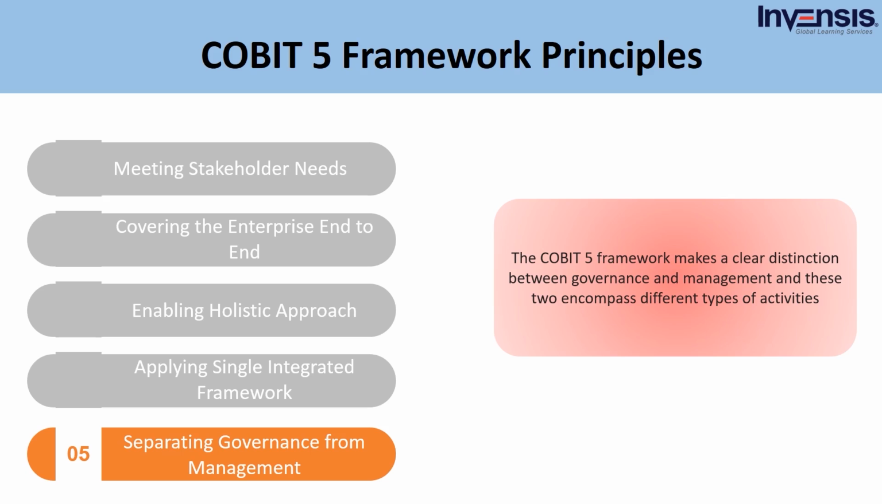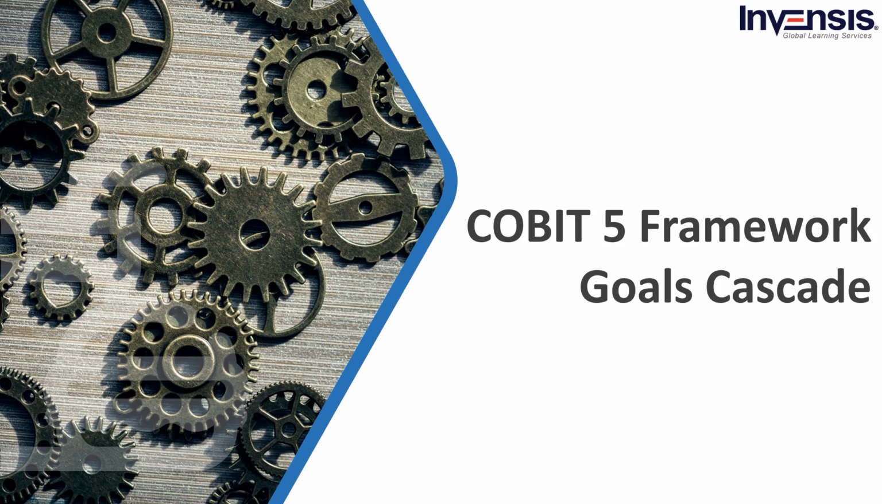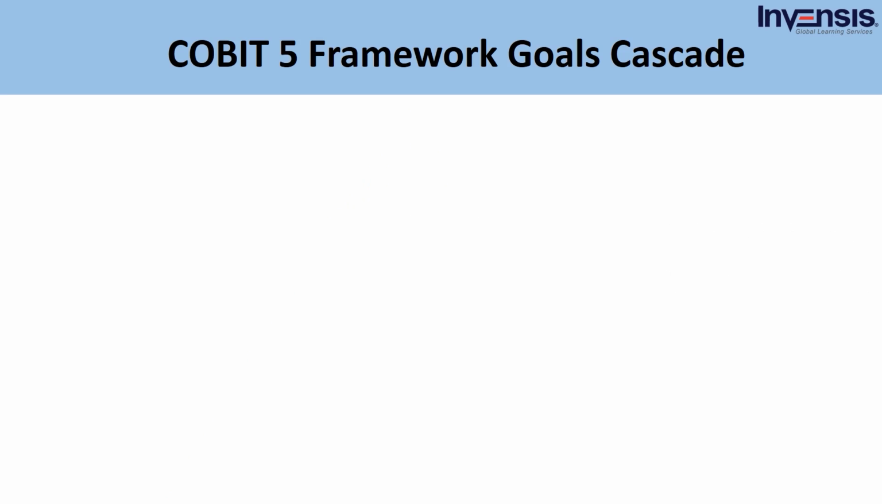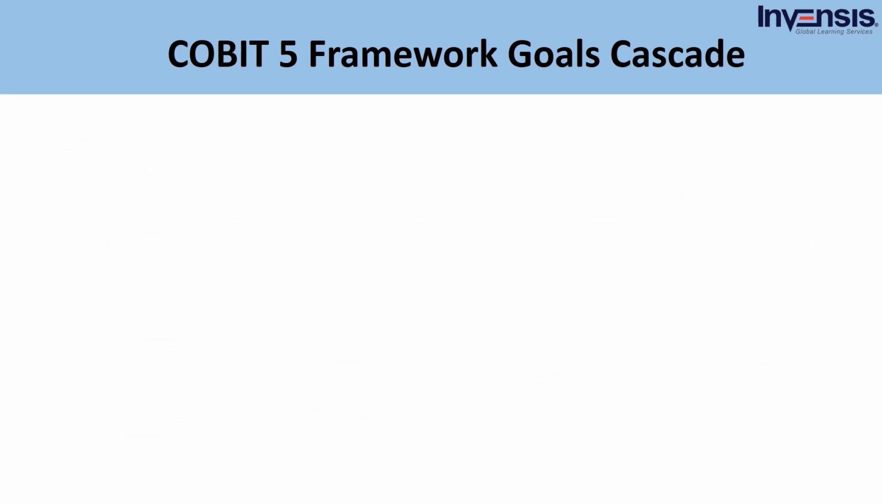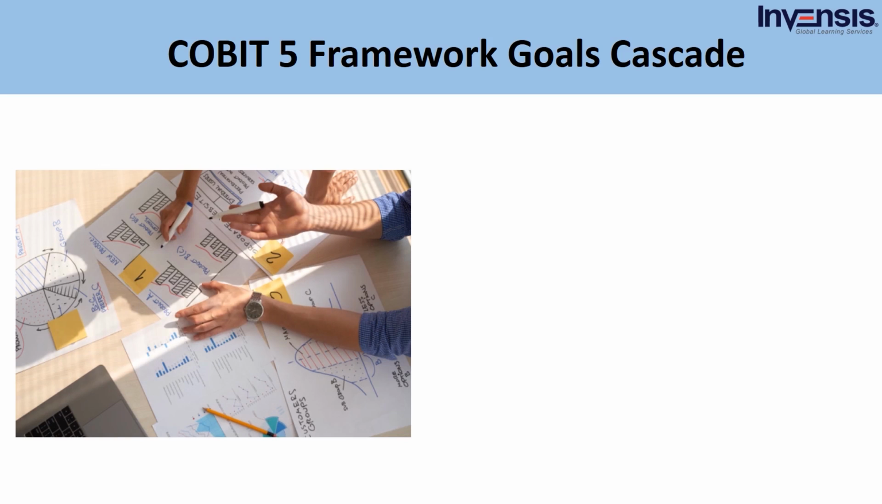Now that we have discussed COBIT 5 framework principles, we will now move on to COBIT 5 framework goals cascade. The COBIT 5 framework goals cascade has three major steps. The three steps are: first is define, second is transform, third and last one is translate. Let us now look into COBIT 5 framework goals cascade and what the three steps do.